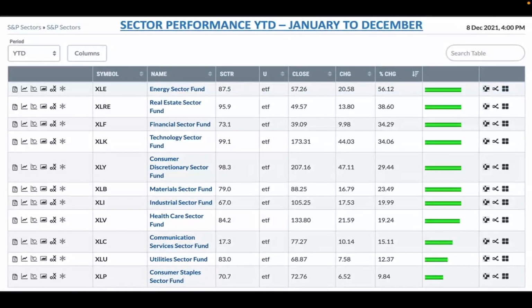So let's take a quick look here. This is a view of the overall sector performance for last year.